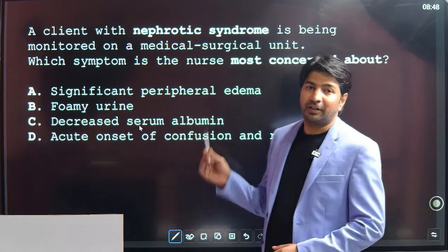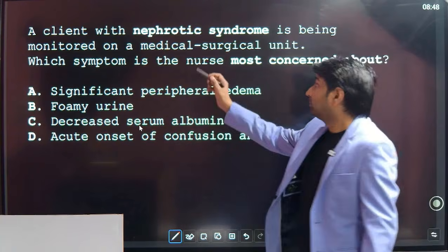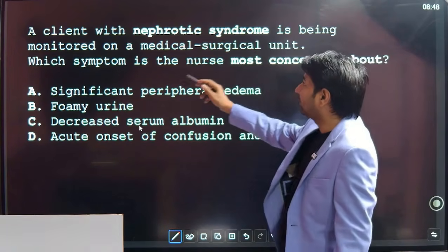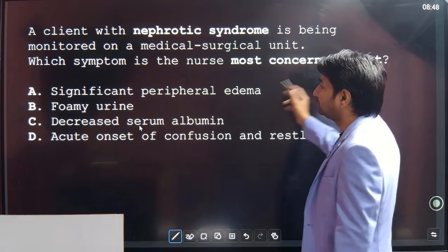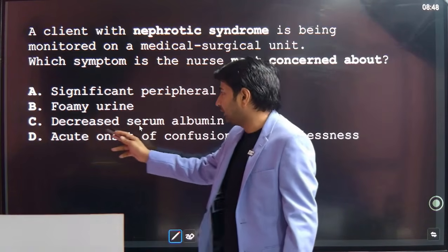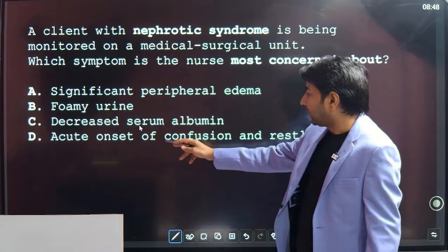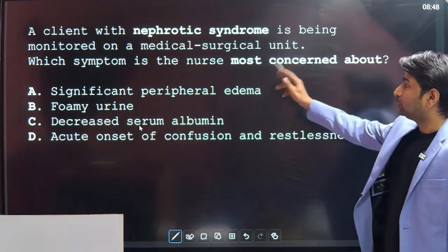Today, in this video, we're going to discuss a very important question related to nephrotic syndrome. A client with nephrotic syndrome is being monitored in a medical surgical unit. Which symptom is the nurse most concerned about? Option A, significant peripheral edema. B, foamy urine. C, decreased serum albumin. D, acute onset of confusion and restlessness.